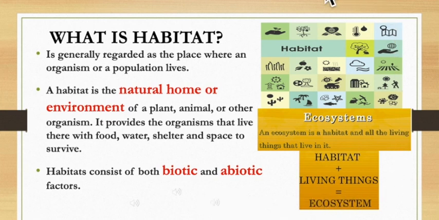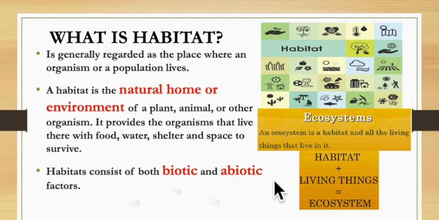What does habitat mean? Yes, the place where we live is called habitat. And a habitat with all its living things is called an ecosystem. An ecosystem is made when a habitat and all the living organisms that live in it combine. So this is called an ecosystem.